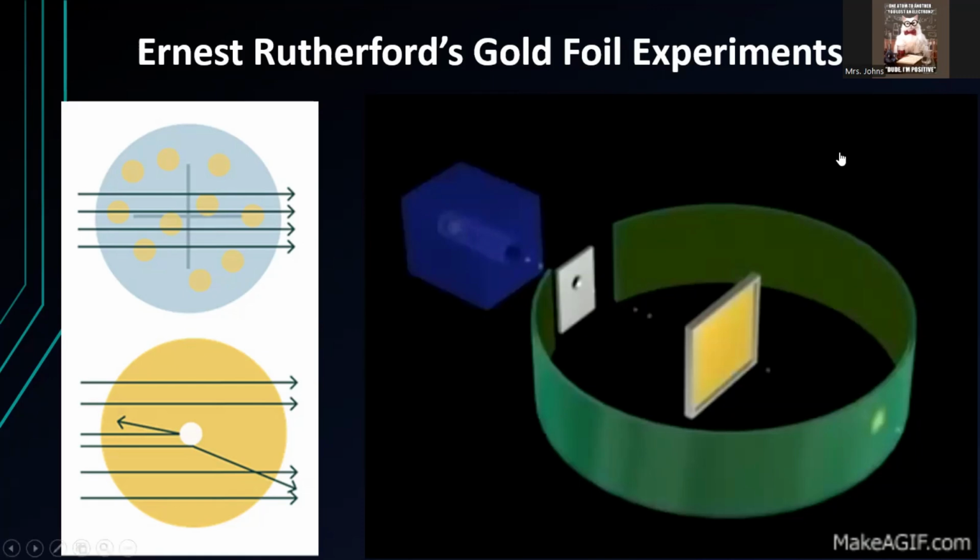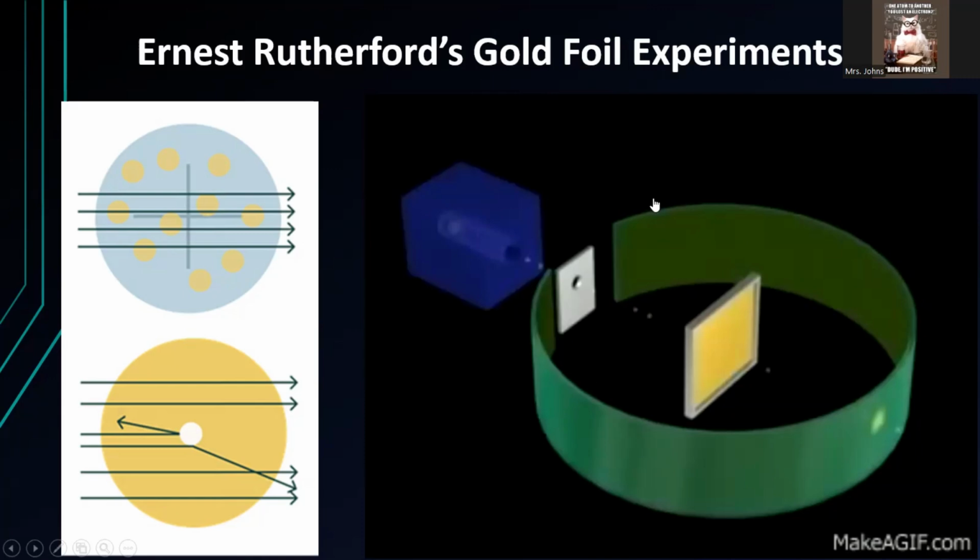So on their setup over here, this little square in the middle is a sheet of gold foil. They chose gold because they can make sheets that are really thin. They tried to make these sheets of gold as close to one atom thick as they could. So it's extremely thin. They don't want to be shooting through lots of layers of atoms. They're trying to just shoot through one or two layers of atoms.